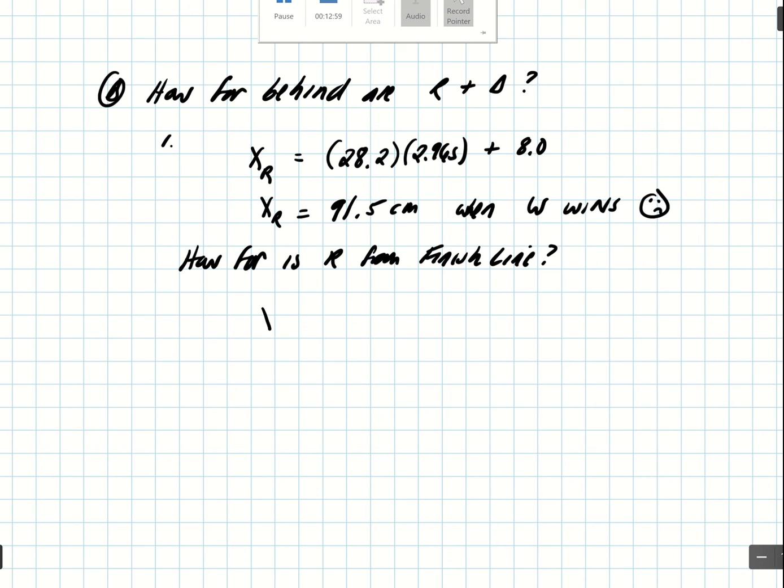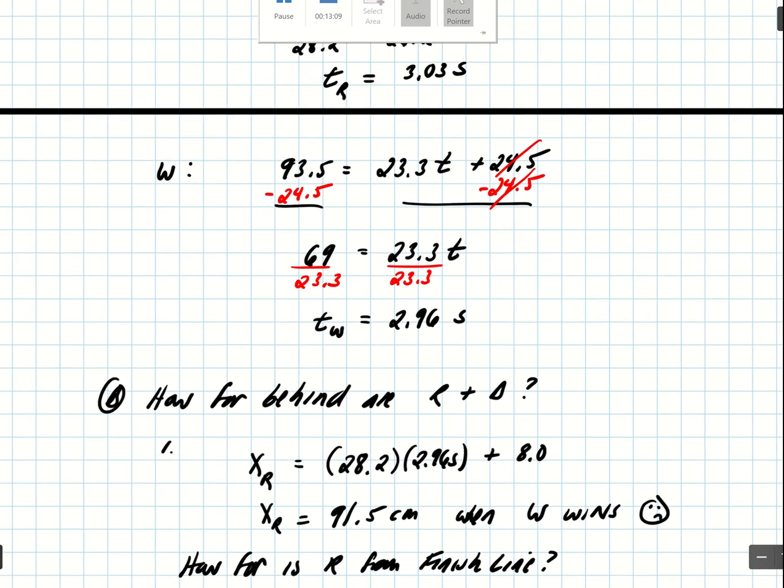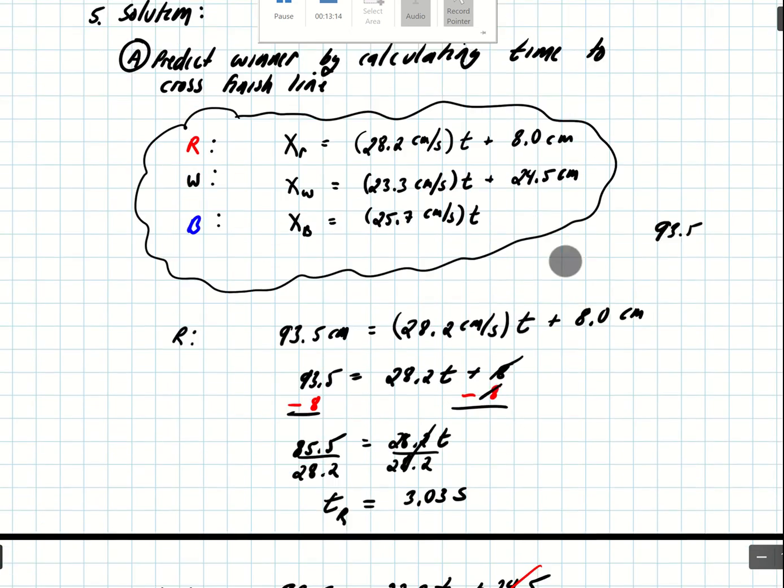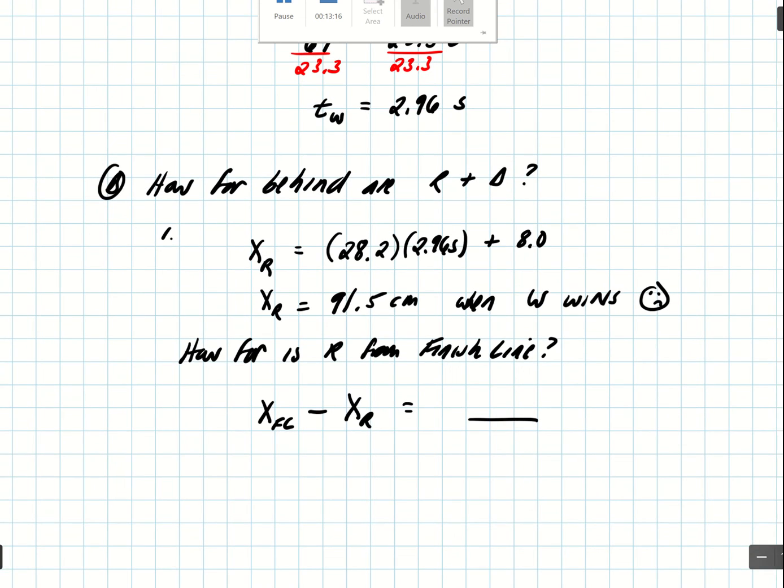How far is the red ball from the finish line? Well, we're going to take the position of the finish line minus where the red ball is, and that's going to be our answer. So where's the finish line? Oh my goodness, I already forgot. Is it 94 or 93? Sorry. 93. Sorry about that. 93.5 centimeters minus where the red ball is on your frame of reference. Okay, well that's only 2. Man, that's close. Only 2 centimeters behind.